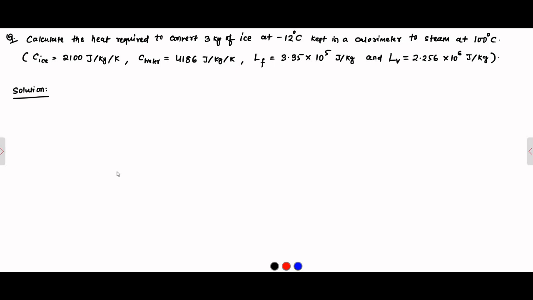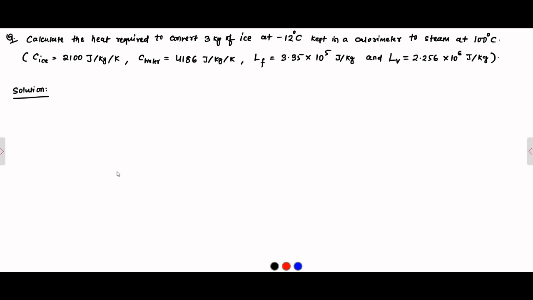So here is another question on specific heat, latent heat and calorimetry. It is given, calculate the heat required to convert 3 kg of ice at minus 12 degrees Celsius kept in a calorimeter to steam at 100 degrees Celsius.